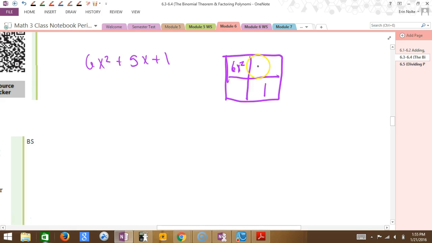Then you would need to go 5x plus 1x, right? Now what can we factor out of this bottom row? A 1. What can we factor out of this top row? X. And what about this one? 1. Well, that's not right. What did I do wrong?